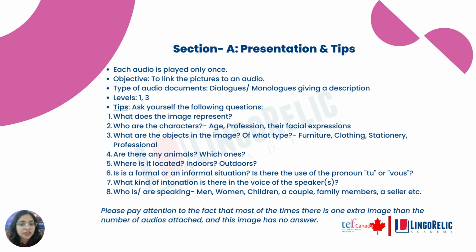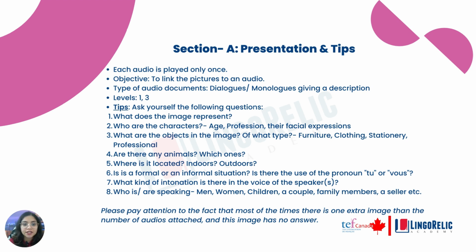What are the characters involved in it? You could look at their age, profession, their facial expressions possibly. Then regarding the objects, you could talk about what type, or if it is related to furniture or clothing, stationery, some professional objects. If there are any animals, if yes, which ones?